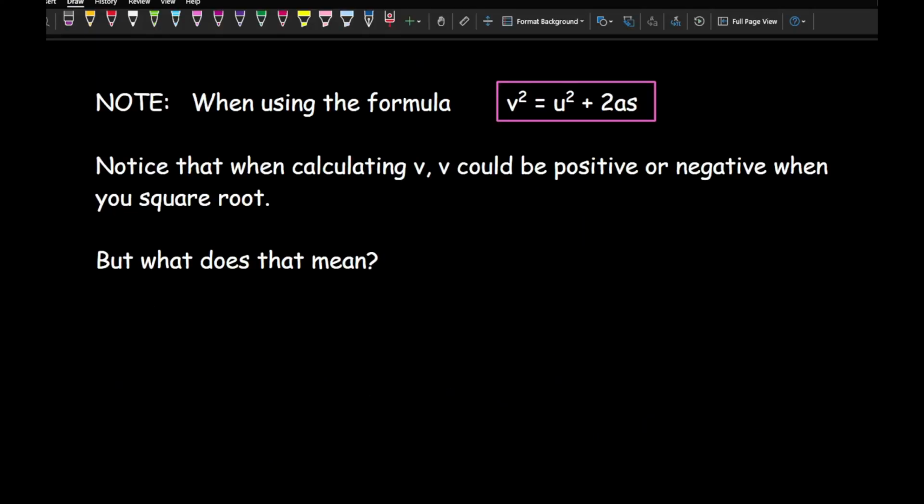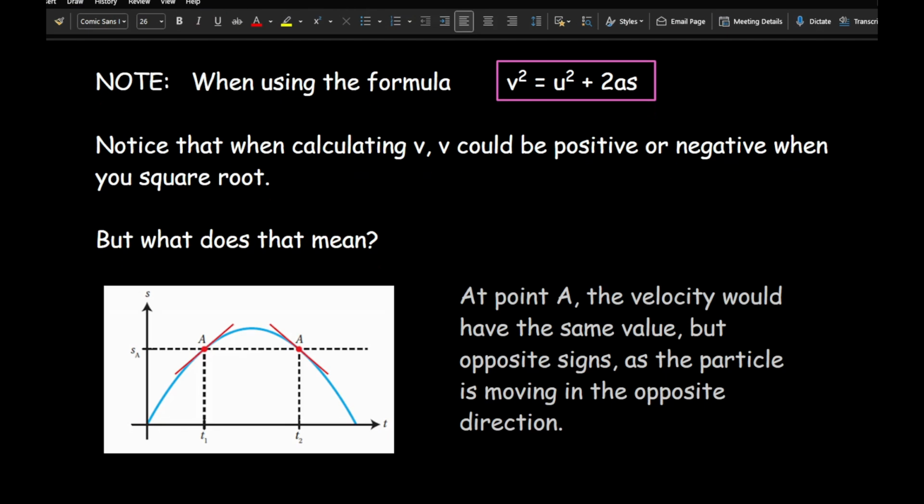Now note, when using the formula v squared equals u squared plus 2as, that when calculating v, v could be positive or negative when you square root. But what does this mean? Well, as you can see from the graph, at point A the velocity will have the same value but with the opposite sign, as the particle is moving in the opposite direction.